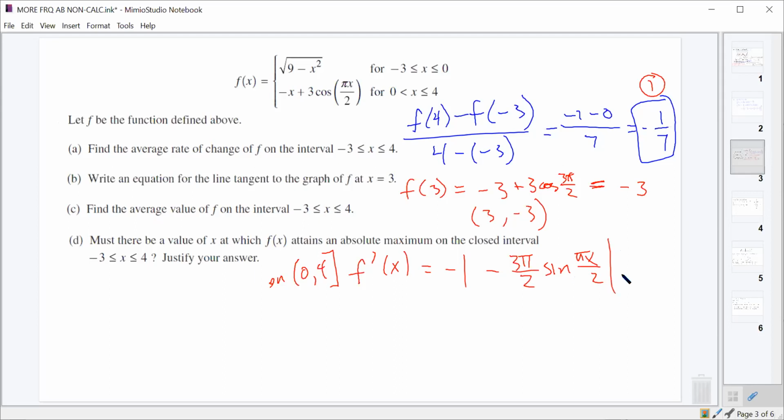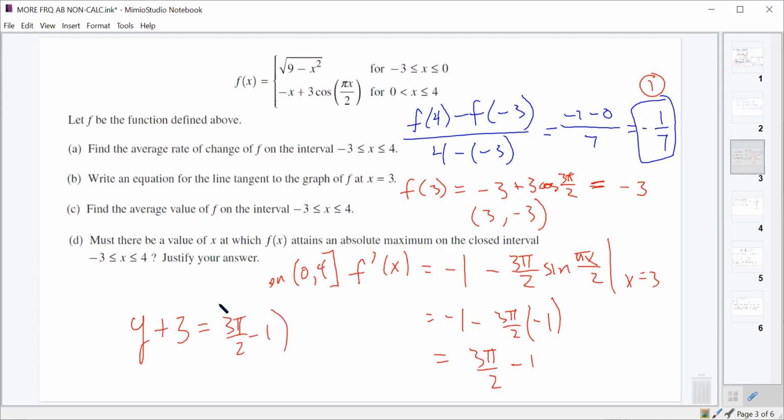Okay. Now we'll evaluate that at x equals 3. So that should be -1 minus 3 pi over 2 times the sine of 3 pi over 2. What's the sine of 3 pi over 2? Should be -1. So the slope is a positive 3 pi over 2 minus 1. So the equation of this tangent line ought to be y minus -3, or y plus 3, equals 3 pi over 2 minus 1 times x minus 3.